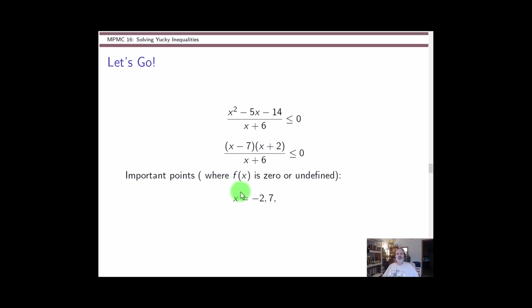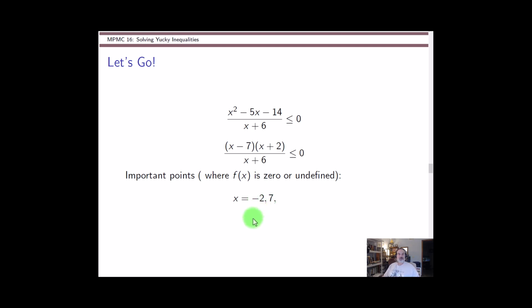And so let's start looking for our number line markers. Now, points where the function on the left-hand side is going to be 0. Those are easy to diagnose from the factored version, right? When x is 7, the numerator is going to be 0, so the function is 0. When x is negative 2, the numerator is 0, the function is 0. Okay, so those are important points.